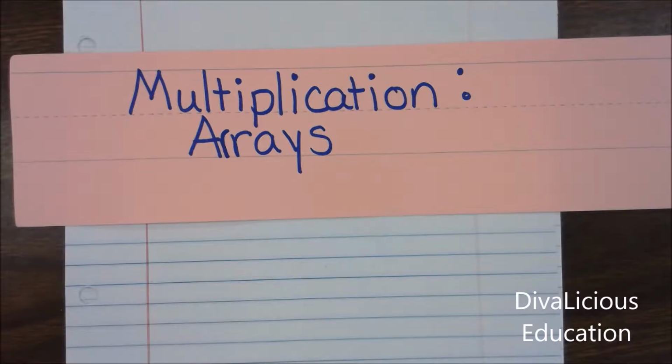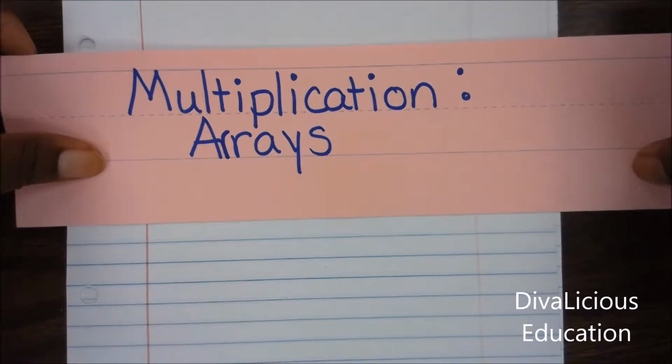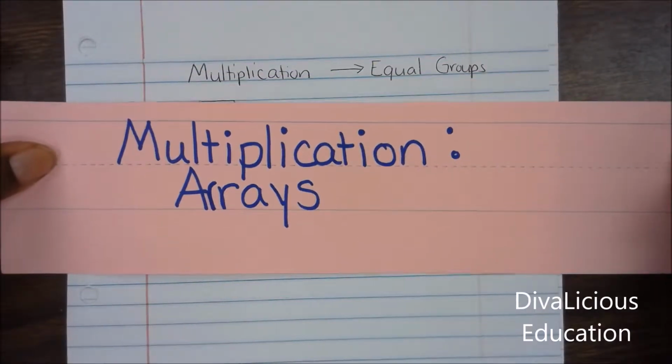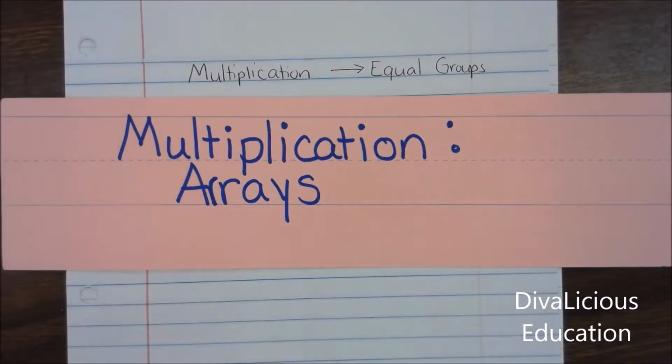Today I'm going to show you how to multiply using arrays. Okay, remember multiplication relates to equal grouping. Now when we do arrays, we are arranging objects into columns and rows.